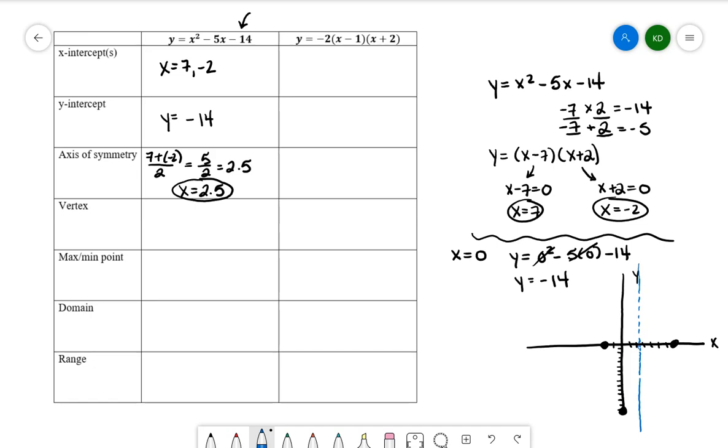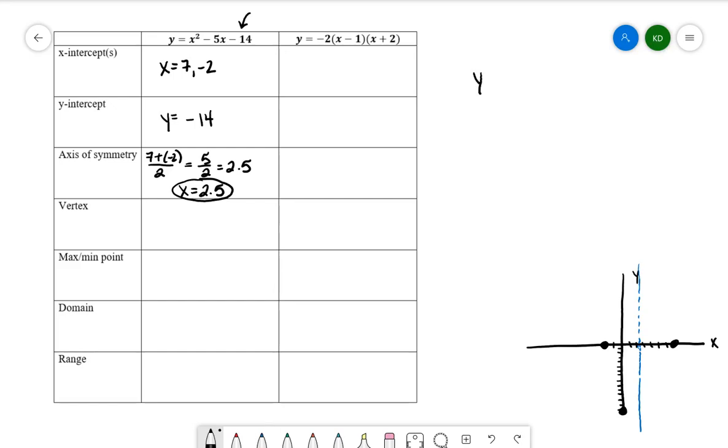Next, let's find the vertex. What we know about the vertex of a quadratic function is that its x value will always be on the axis of symmetry, which we already have. So to find the y value, we can substitute the x value in. We're going to have y equals, and instead of x, we replace x with 2.5. So we have 2.5 squared minus 5 times 2.5 minus 14. Let's plug that into a calculator, or if you need to, you can do it by hand as well. What you should get here is negative 20.25.